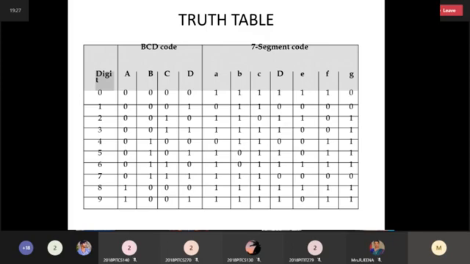So how to write the input? You already know the positions: 2 power 0, 2 power 1, 2 power 2 and 2 power 3. 2 power 0 means 1, 2 power 1 means 2, 2 power 2 means 4, 2 power 3 means 8. Based on this, you have to write the 0, 1 combinations. Right? Here, how to write the output values for the 7 segment code?